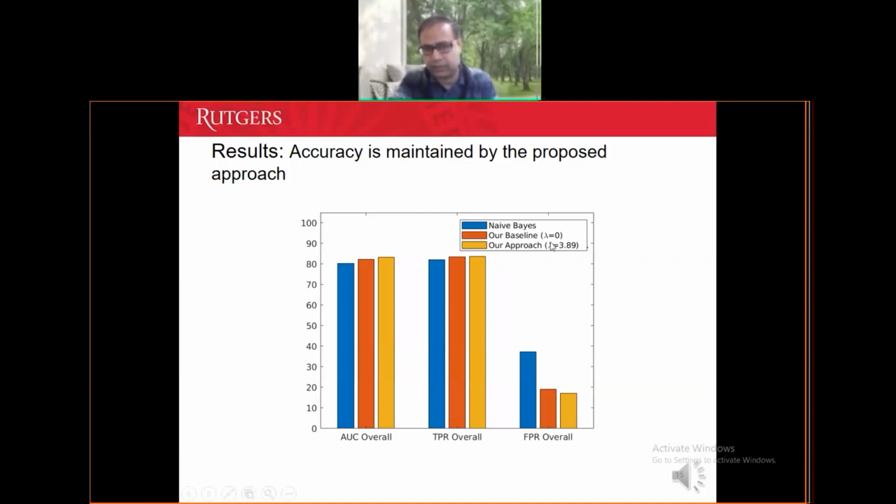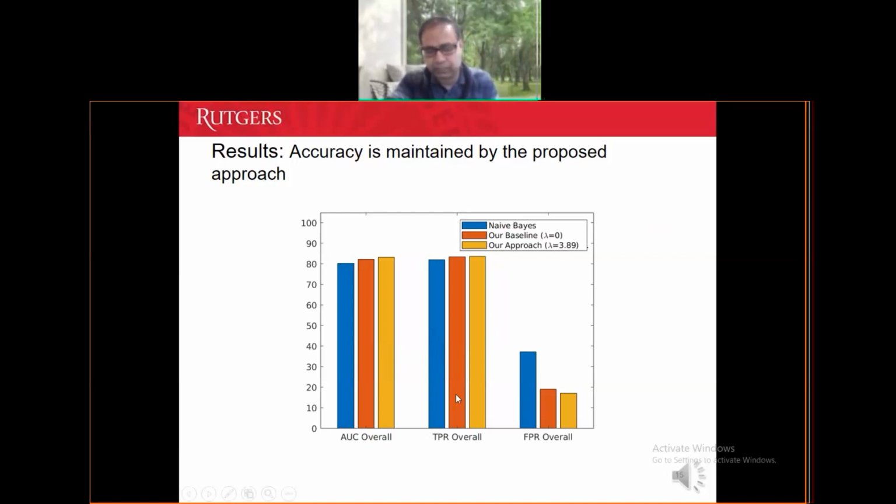In effect, what it means is that lambda is 0 in our fairness versus accuracy combination. We give 0 weightage to fairness. The third one, in yellow, is our approach, where we found empirically that the coefficient lambda should be 3.89. What you will see is accuracy, which we calculated using AUC, true positive rate, as well as false positive rate.